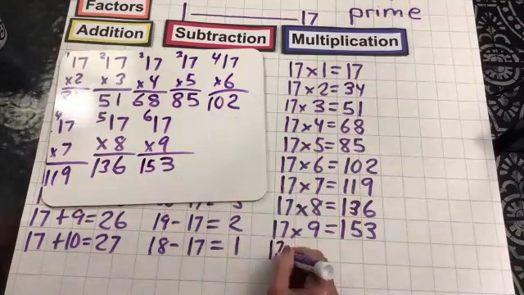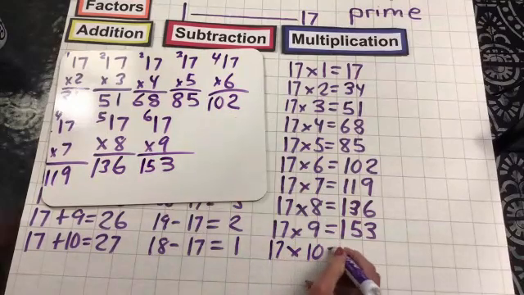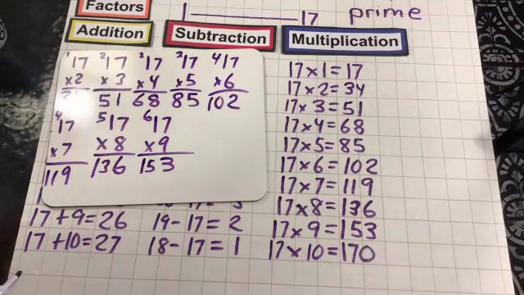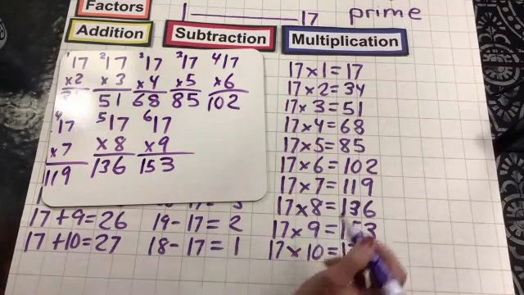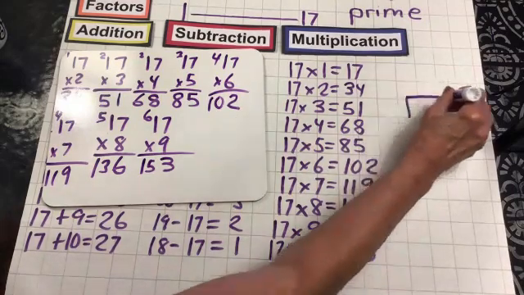And last but not least, 17 times 10. Any number multiplied by 10 is the number with the 0 in the ones place. Boom. We're done. These are all multiples of 17 because we multiplied all of them by 17. And let's move on to division.